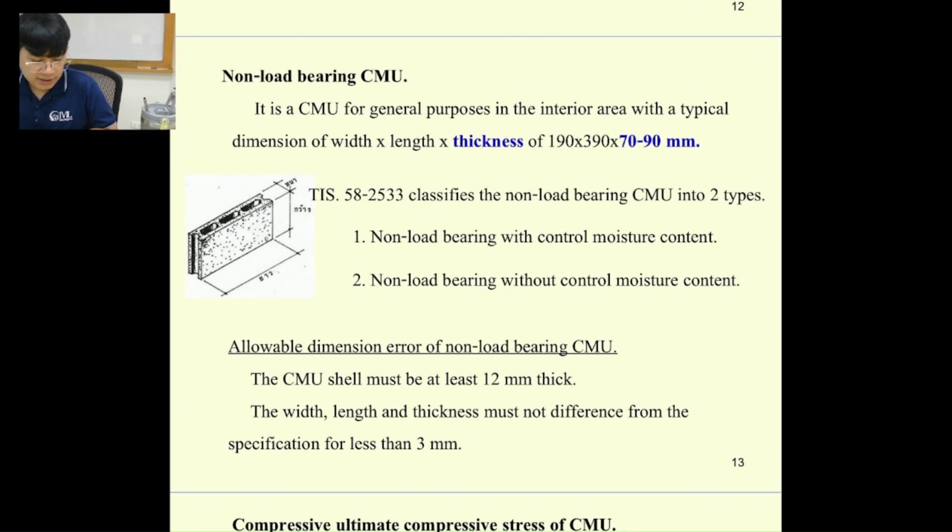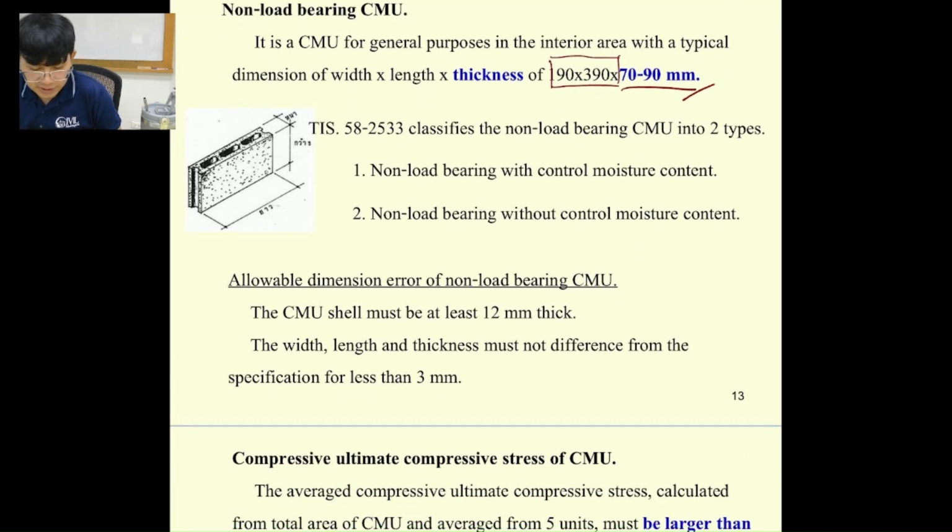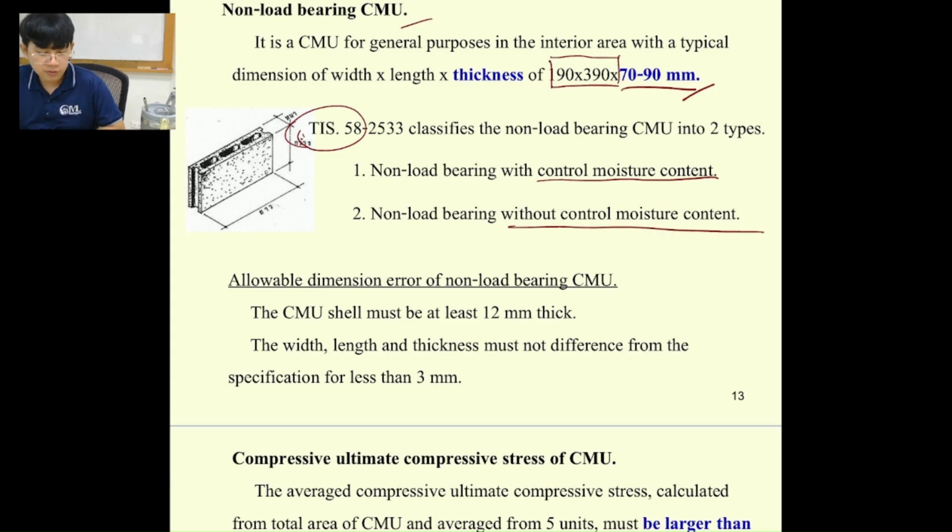And for the non-bearing CMU concrete block, the non-bearing concrete block also has the same dimension for the width and the depth. But for the thickness, it's going to be smaller than the load-bearing CMU, which starts from 70 and ends at 90 millimeters. It also differentiates into two types, but this one changed from TAS 57 to 58 for the non-load bearing CMU. And then we have two types: one is with moisture control content, another one is without moisture control content.